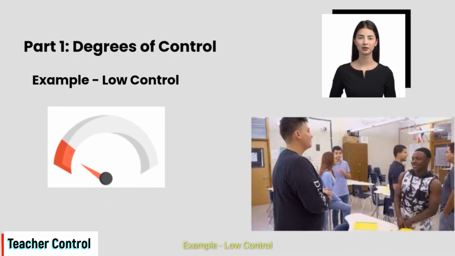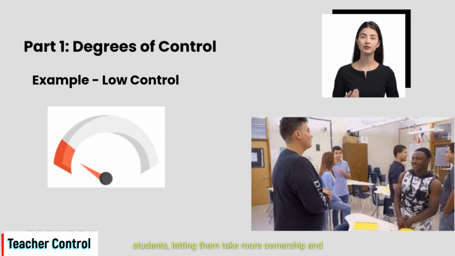Example, low control. After giving clear instructions, you refrain from excessive interventions. Maybe you suggest different students take turns at the board. By reducing your interventions, you empower students, letting them take more ownership and responsibility.